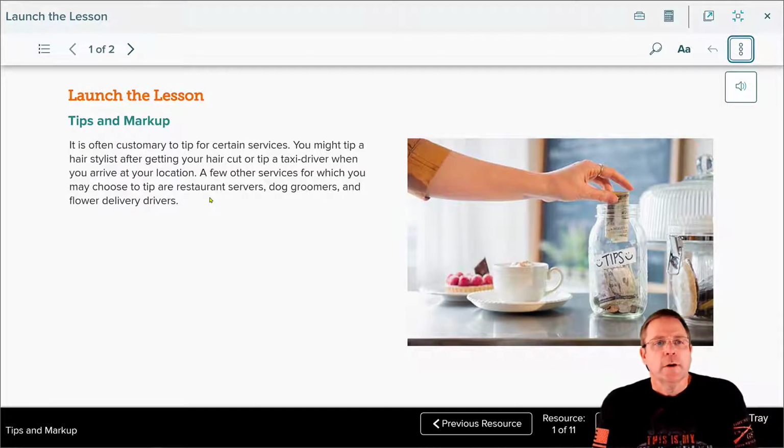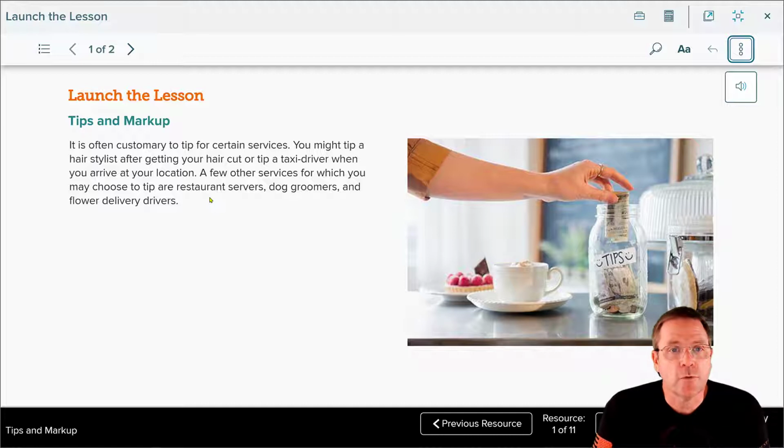It is often customary to tip for certain services. You might tip a hairstylist after getting your hair cut, or tip a taxi driver when you arrive at your location. A few other services for which you may choose to tip are restaurant servers, dog groomers, and flower delivery drivers.